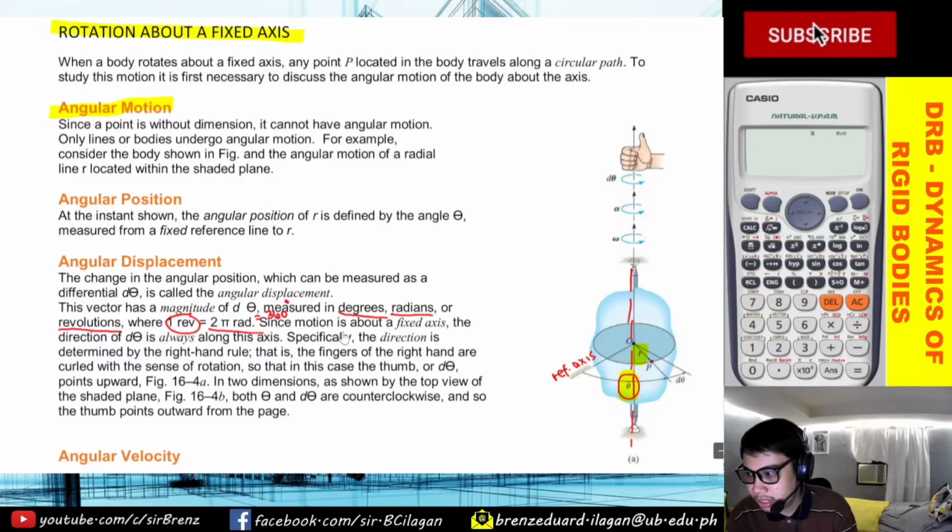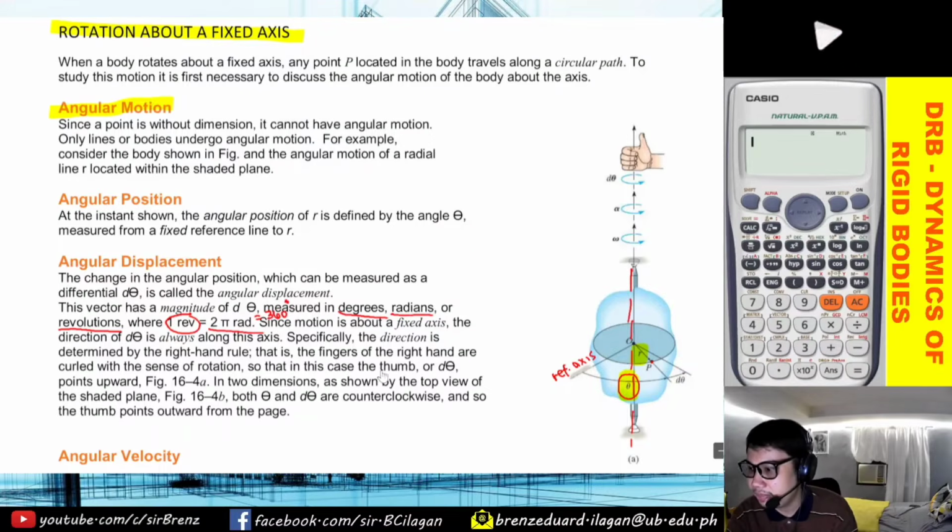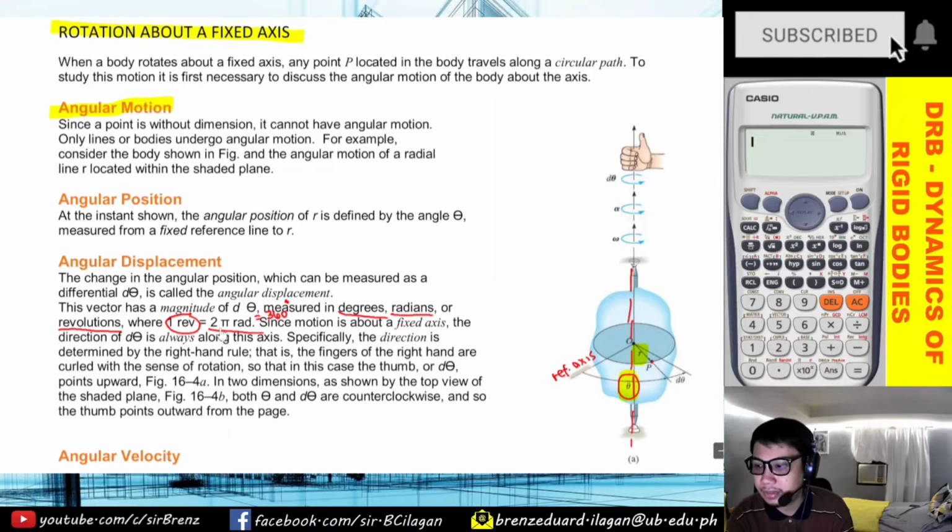So since motion is about a fixed axis, the direction of d theta is always along the axis. So it is always along the axis or with reference to it, okay? And usually this is measured in terms of revolution, or how many times it rotates, so it can also be in terms of degrees or in radian.